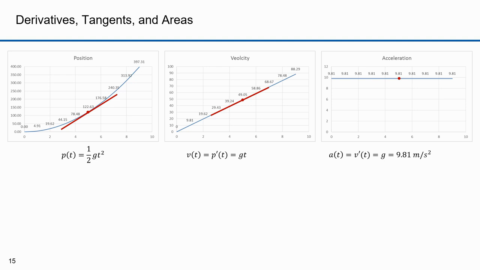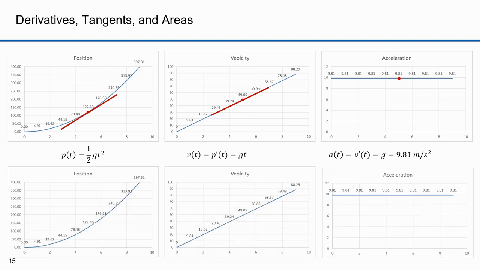The second part of calculus is integral calculus. So let's look at these curves again. And let's go in reverse order. We'll start with acceleration. Velocity is acceleration times time. Let's look at a specific time on the acceleration function. The y value on this function is 9.81, obviously. The x value is 5.